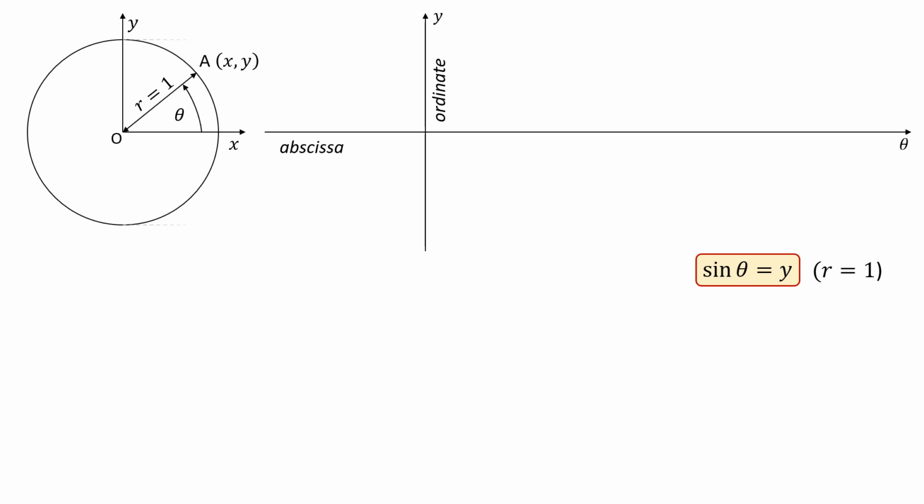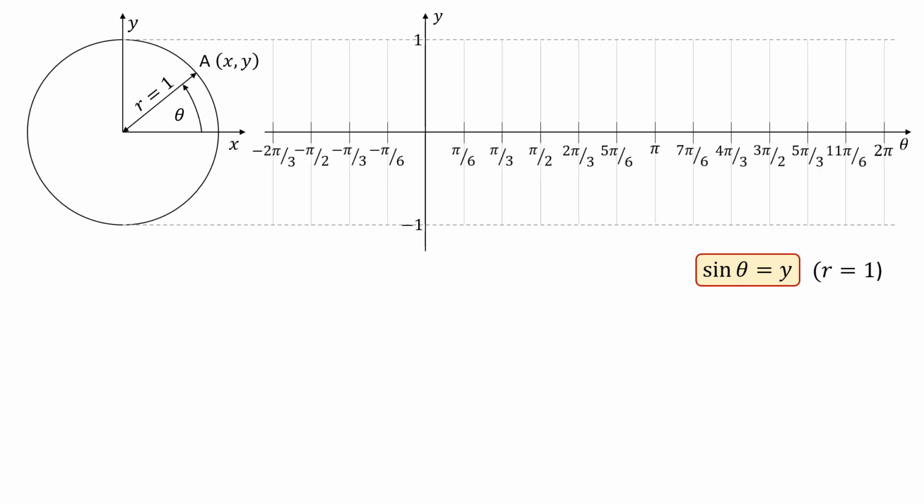Because we're on a unit circle, we can see that the maximum and minimum values for y are going to be 1 and minus 1. Now, let's mark up a few angles along the theta axis and see what we get.